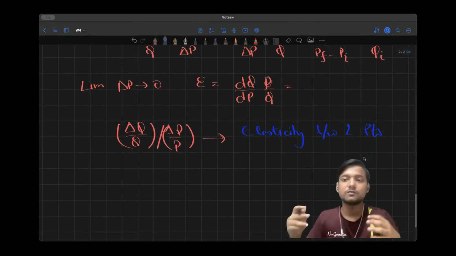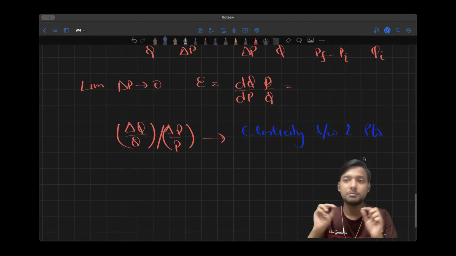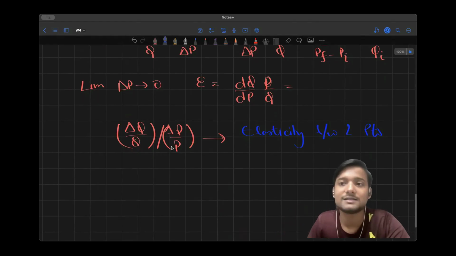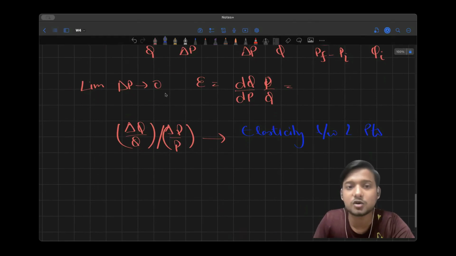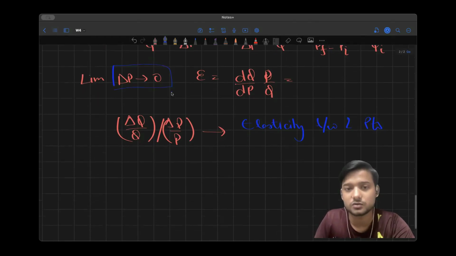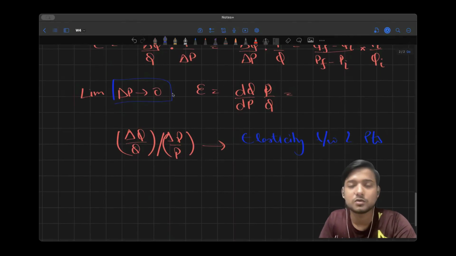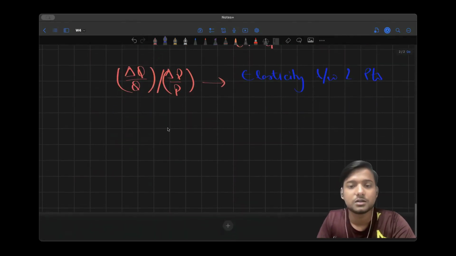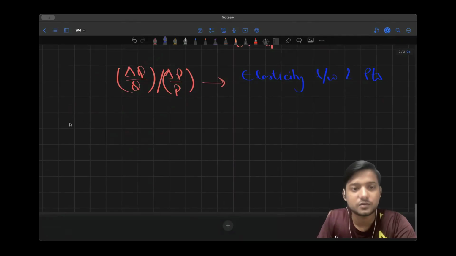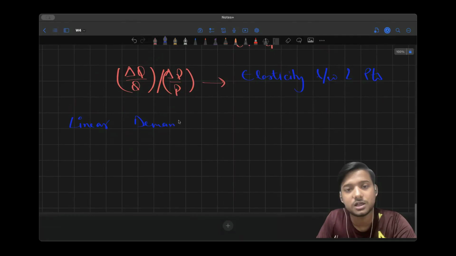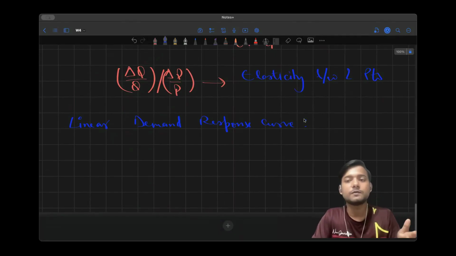And when I ask you what is elasticity at a certain point, that is different from elasticity between 2 points. When I want elasticity at a certain point, that means we are talking about this case, limit delta P tends to 0. Okay, so that is one thing which you should know. And apart from these ones, we have the linear demand response curve. We also have the non-linear, or you can say constant elasticity curve, which we will be studying later.